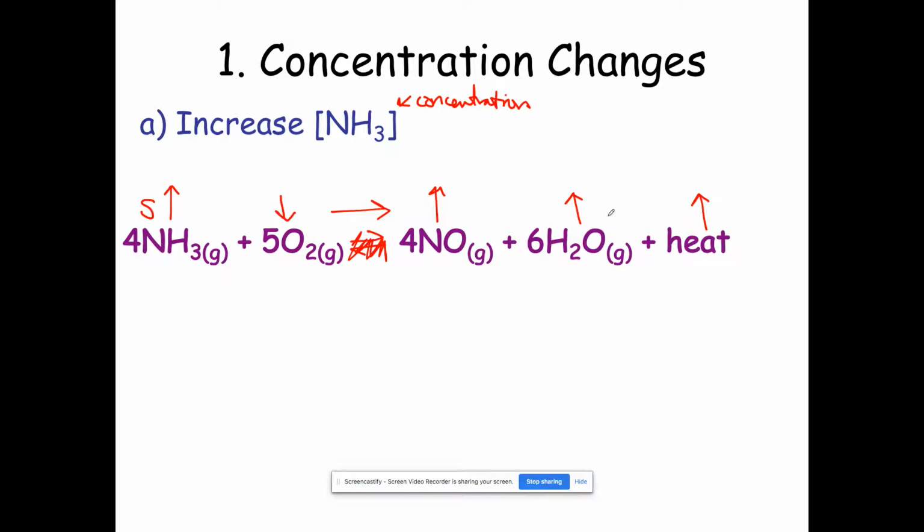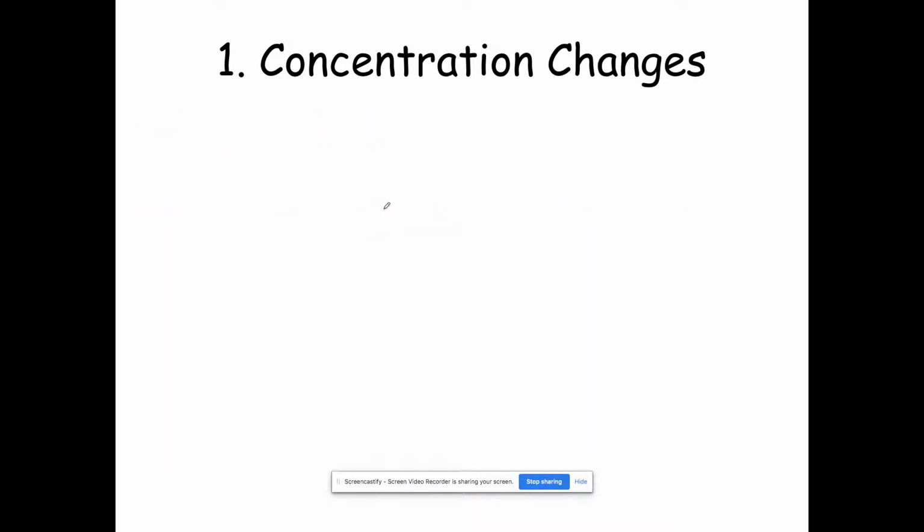And then a common question would be, if the concentration of NH3 increases, what will happen to the concentration of water? And so you would do this kind of setup, and then you'd see, oh, water goes up. So the concentration would increase. What happened to the concentration of oxygen? It decreased because the reaction shifted to the forward. Okay, let's try another one.